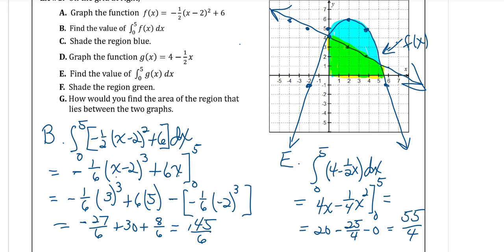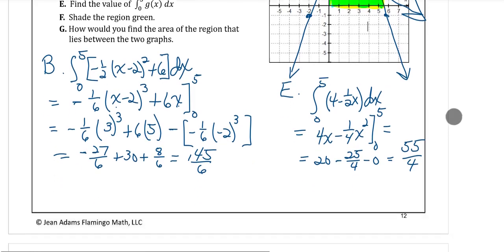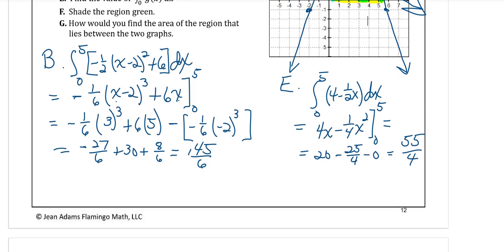So then G says, how would you find the area of the region that lies between the two graphs? So that's going to be what's left of the blue area. And how you do that is you would subtract the areas. So you take the area of the biggest thing you have, which would be f of x, and subtract from that the area of the lower part, which is the green part. So that's going to be our answer for part G.